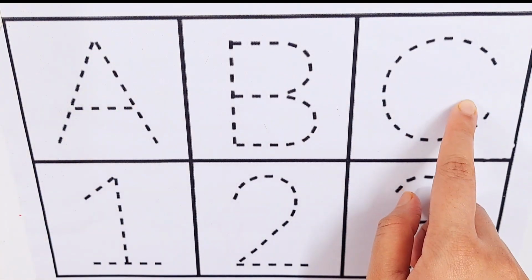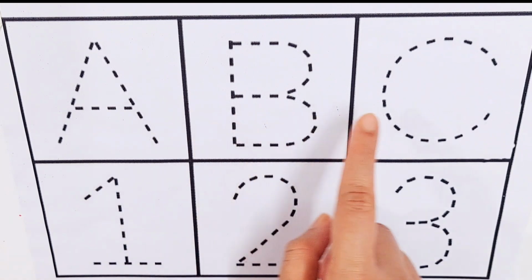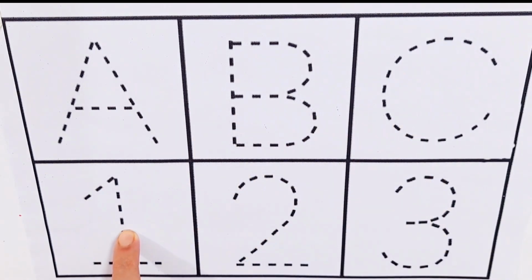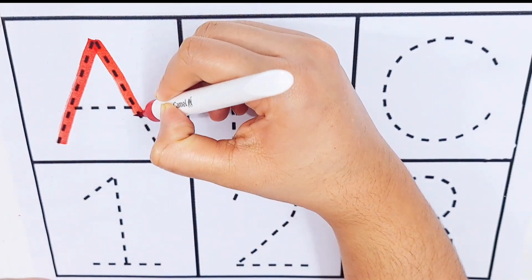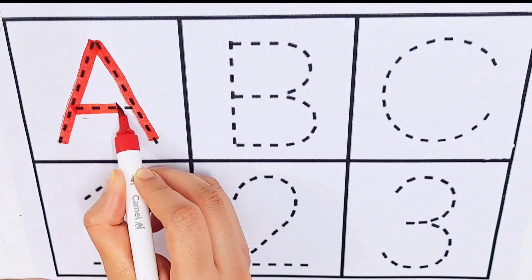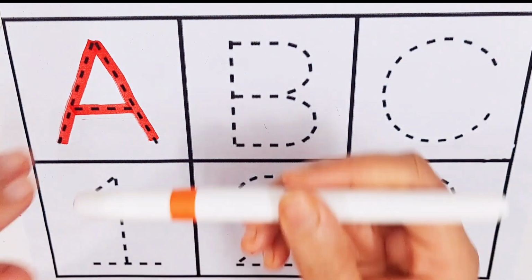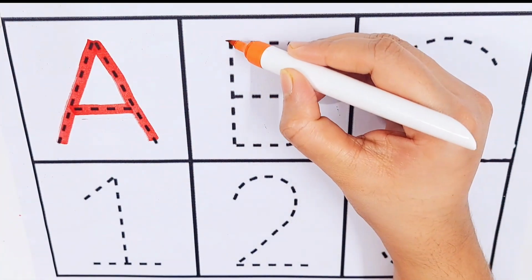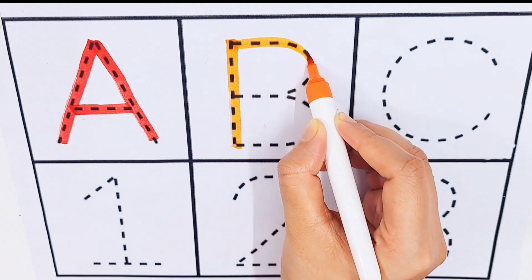Let's try to learn some alphabets and numbers. A, B, C. Number 1, number 2, number 3. Red color. A. A for avocado. A for ant. Orange color. B. B for butterfly.